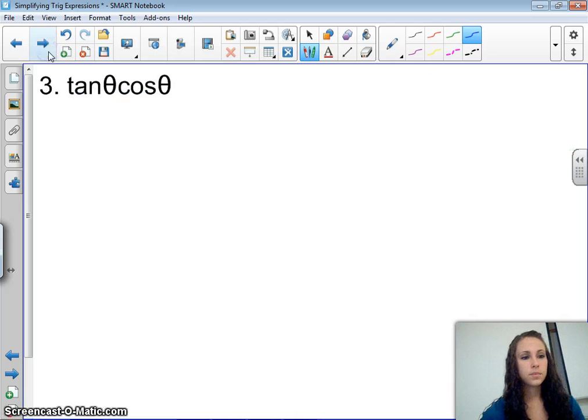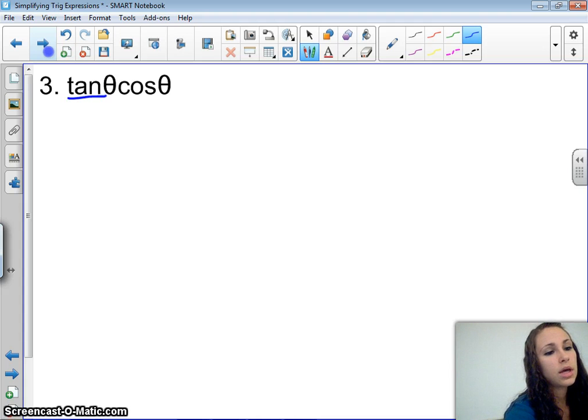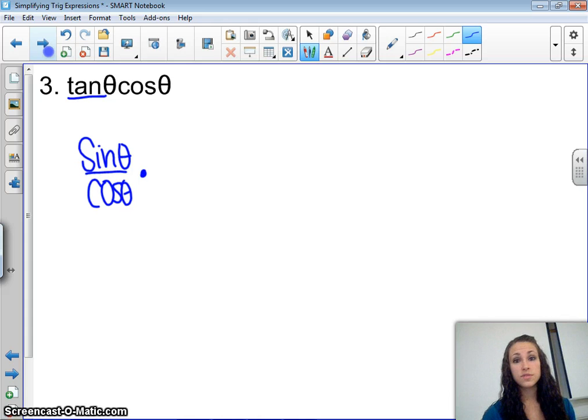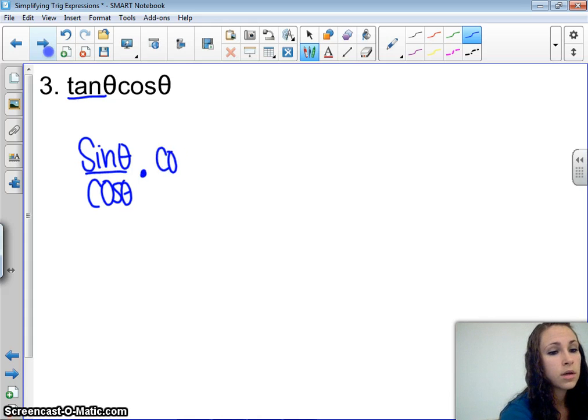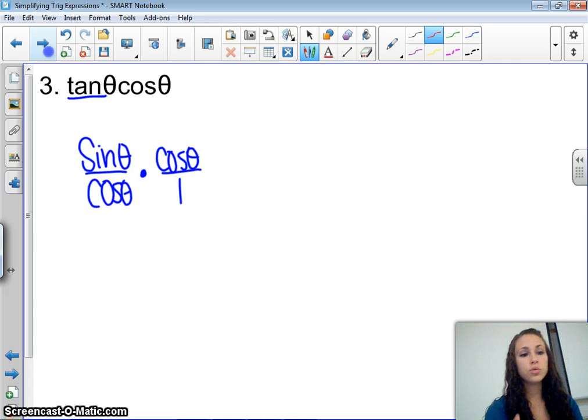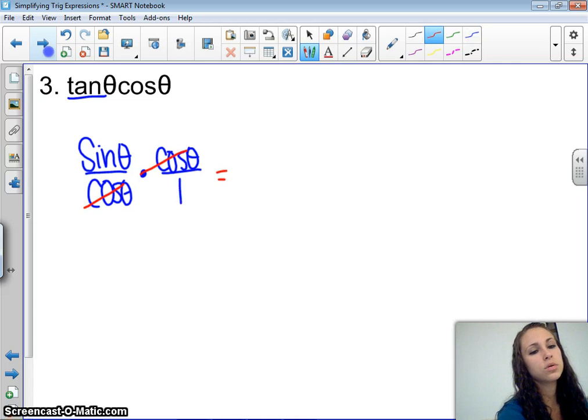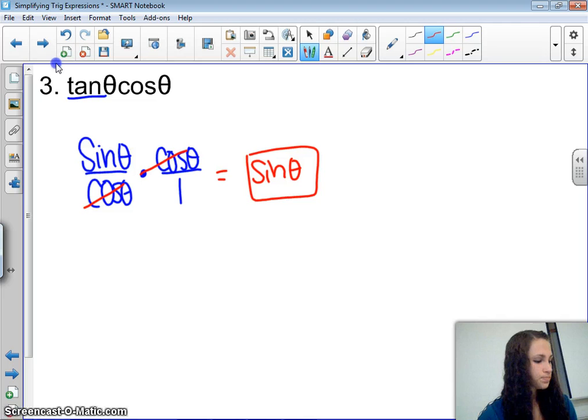Alright. Number 3. This one's a little bit simpler than what we just did. So I'm looking at it. I can't really factor out a GCF. I can't really backwards FOIL. I can't really get a common denominator. And so basically the only thing left for me to do is to write this in terms of sine and cosine. And so I'm going to take tangent, and that is going to be sine over cosine, if I write it like that. And then this is going to be times cosine, which is already in terms of sine and cosine. So I'm just going to leave it. So this is like a cosine theta over 1. And now when you have this, the cosines are going to cancel, and that'll just leave you with sine. And so that one's definitely a little bit easier, I think, than the first two.